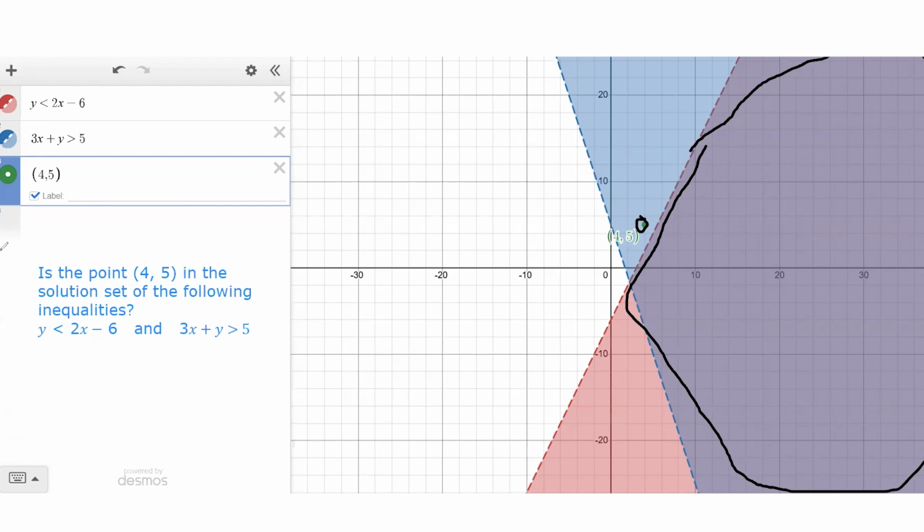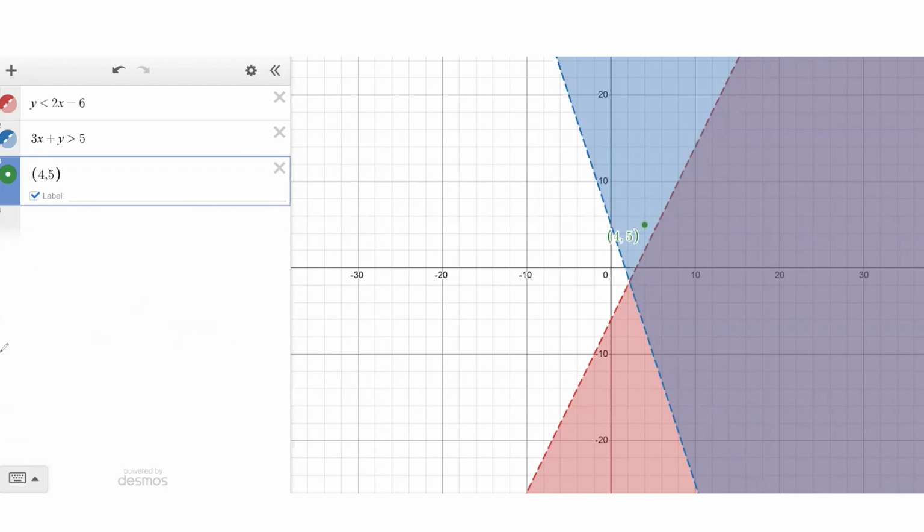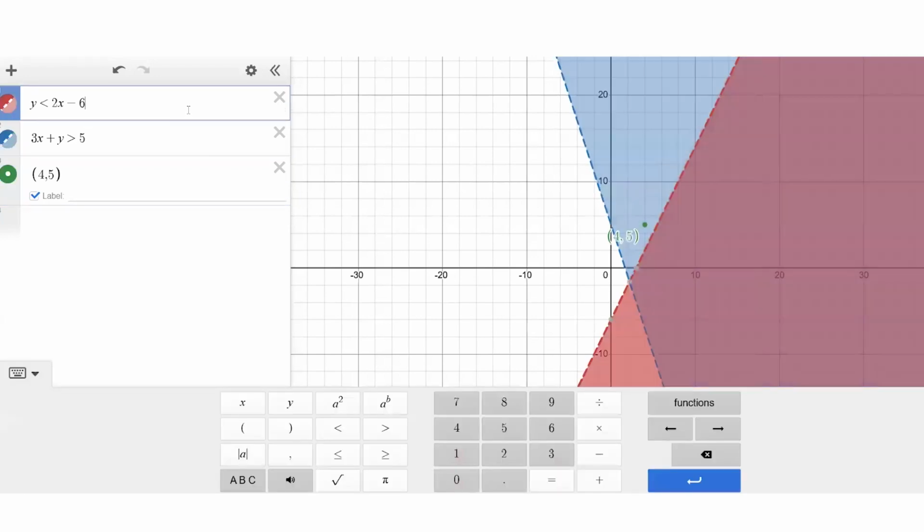Now, you could answer some questions from it, like is (4, 5) part of another graph, the one up here? And you'd say yes. I can click on these different ones, and it will show me the different graphs for each one. It even has them color coordinated, if you look on the side right there. So is (4, 5) in the blue graph or the red graph? The red graph is there, and it's not in there. But there's a blue graph, so it's in the blue graph, which is 3x plus y greater than 5. So it is in that graph, but it's not in the red one.